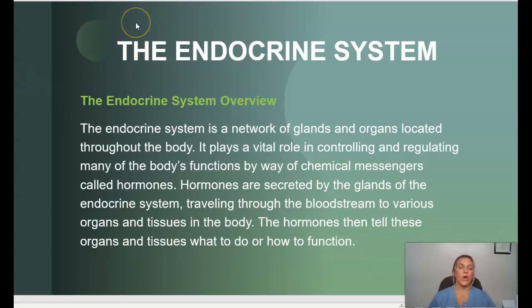So here's an overview of the endocrine system. The endocrine system is a network of glands and organs located throughout the body. They all play a vital role in controlling and regulating many of our body's functions by way of chemical messengers called hormones. These hormones are secreted by these different glands within the endocrine system, and they travel throughout the bloodstream to various organs and tissues in the body. And these hormones then instruct or tell these organs and tissues what to do or how to function.